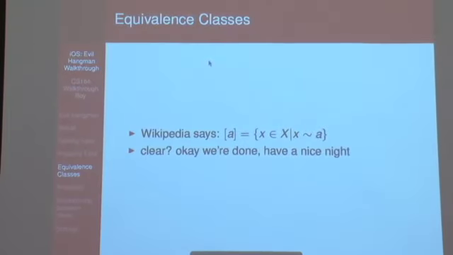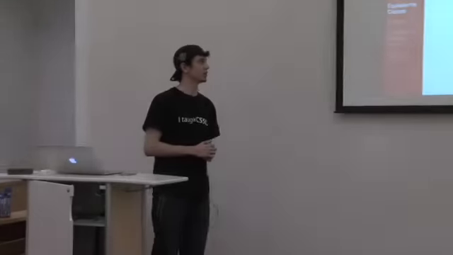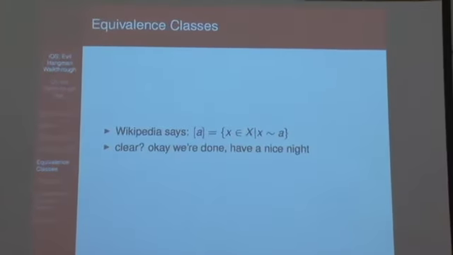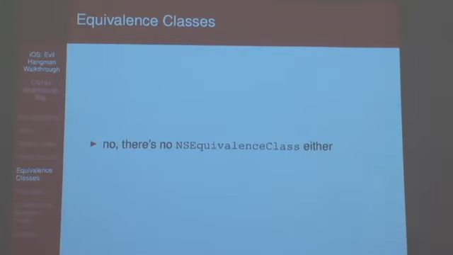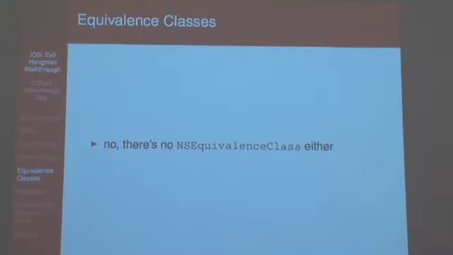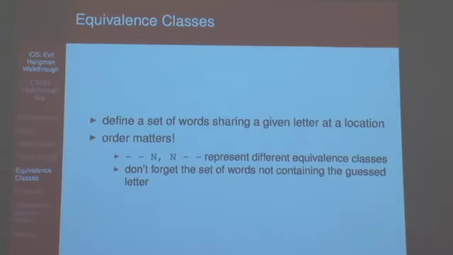So the problem spec talks a lot about equivalence classes. If you Google equivalence classes you'll see the Wikipedia article, which hopefully makes enough sense to you, and we can just finish now. Last year, we did this project before, and we had a student who asked, I can't find the documentation for NSEquivalenceClass. Sadly, that doesn't exist yet. But an equivalence class is really just a fancy term for a set of objects.